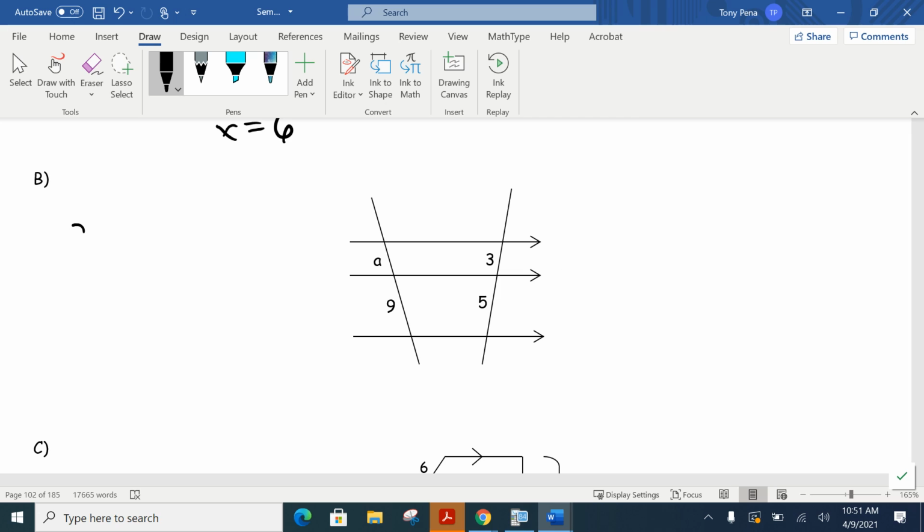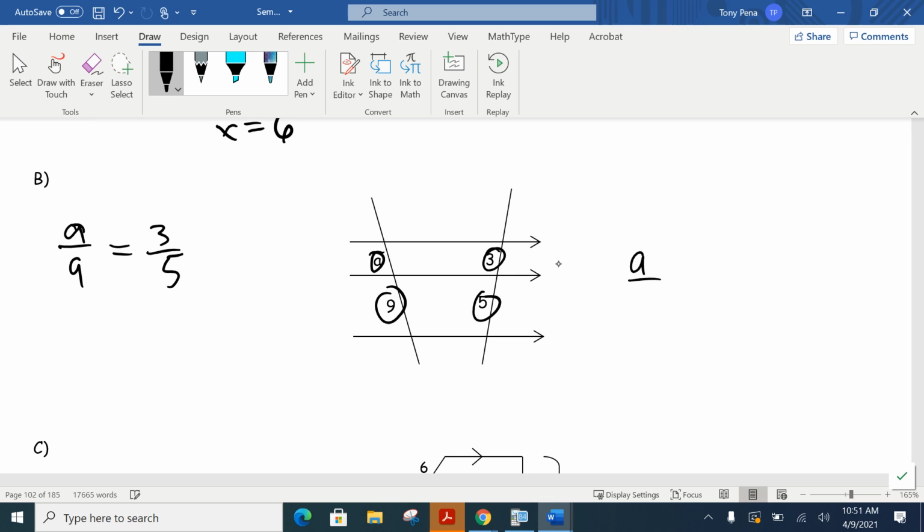I think I need to do better. A over 9 equals 3 over 5. You didn't hear them at home. So the A over the 9 equals the 3 over the 5. So this is to this as 3 is to 5.